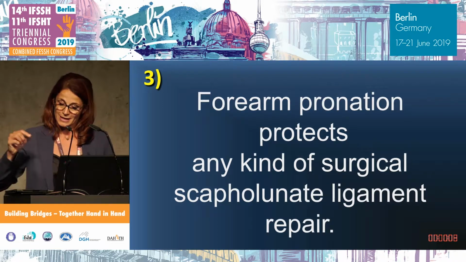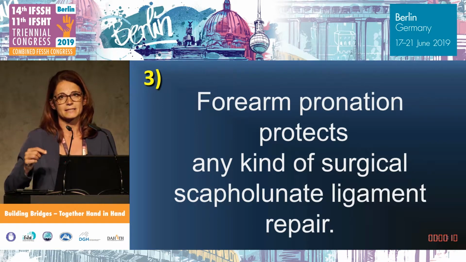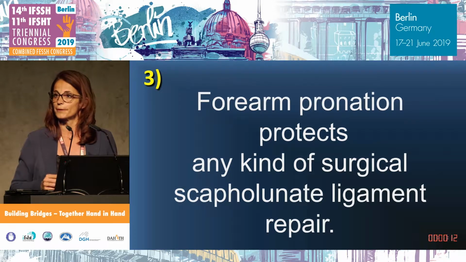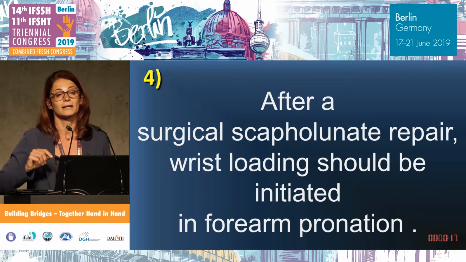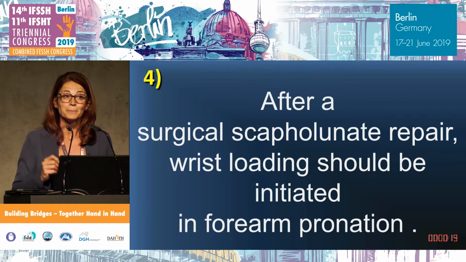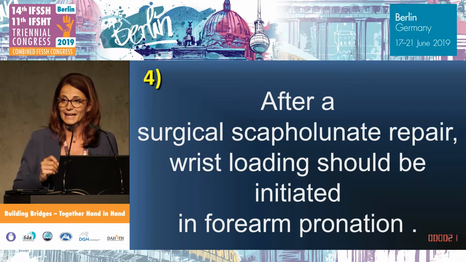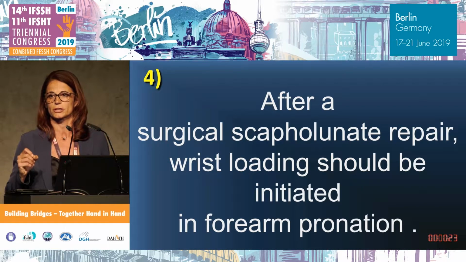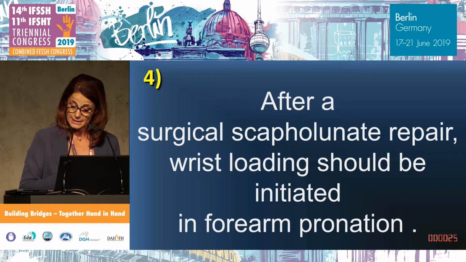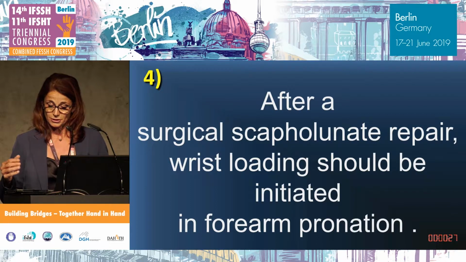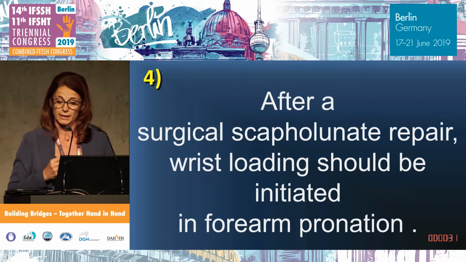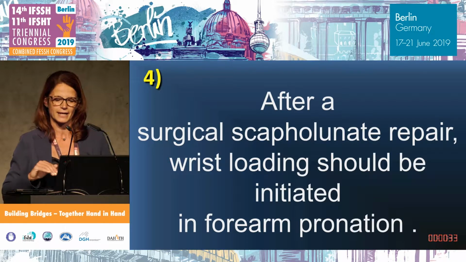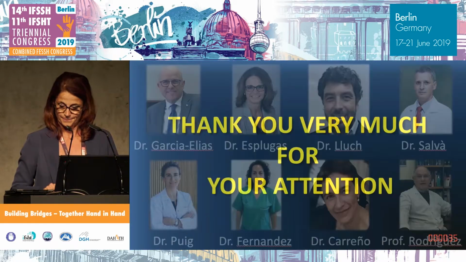Forearm pronation protects any scapholunate ligament repair, and wrist loading in forearm pronation minimally tenses any kind of scapholunate surgical repair, and this should be the position in which the patient starts loading his wrist after any surgical repair.